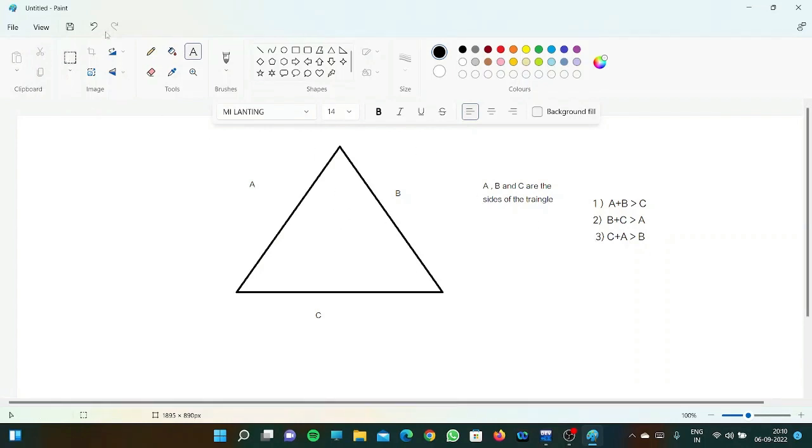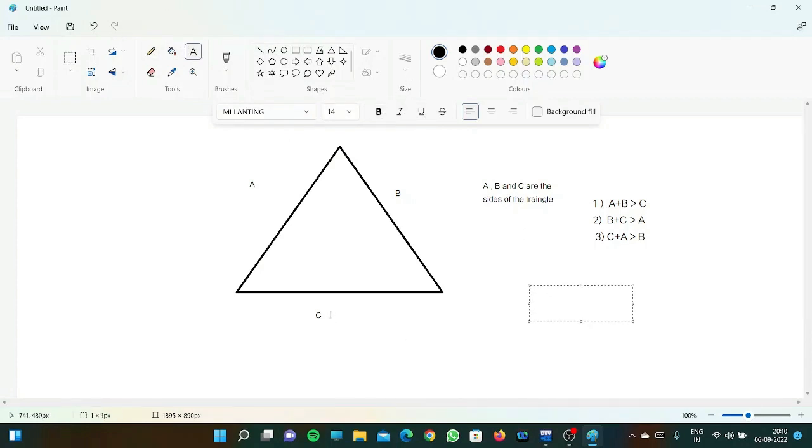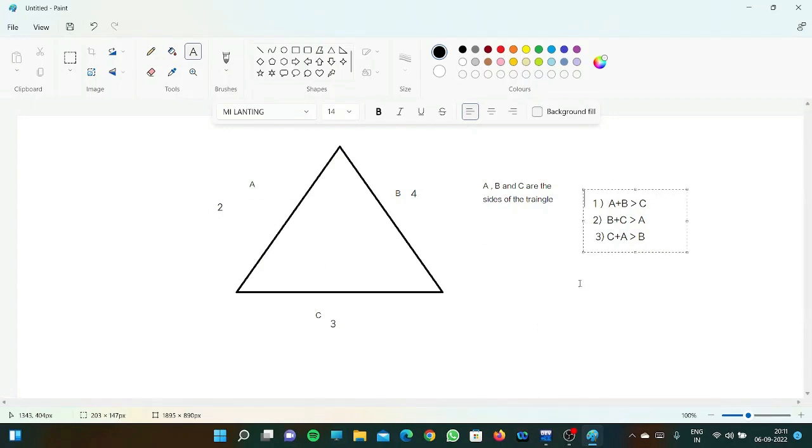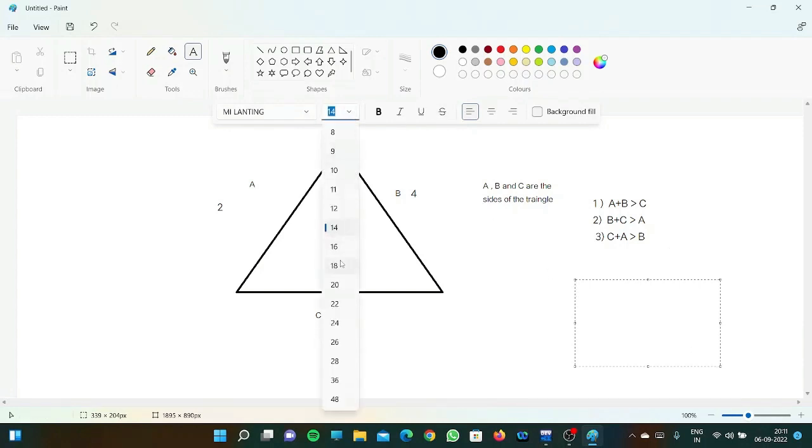Now let's understand this using an example. Let's suppose that this side is 3, this side is 4, and this side is 2. Now we know the sides of the triangle. We can use these conditions to find whether the triangle that I have drawn here is a valid triangle or not. Let's make font a little bigger.